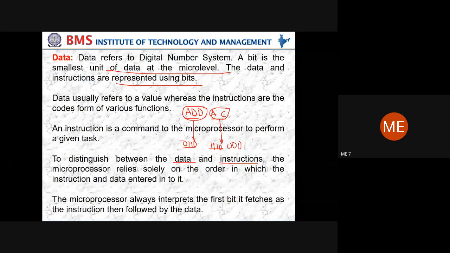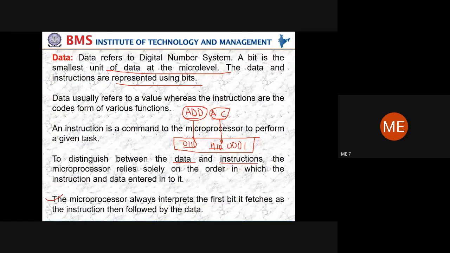Okay, now the whole thing is what is going to be read by a microprocessor. Now how will it understand whether what I am reading, the first one, is data or whether it is going to be the instruction? Generally the microprocessor always interprets the first bit it fetches as the instruction, followed by the data.